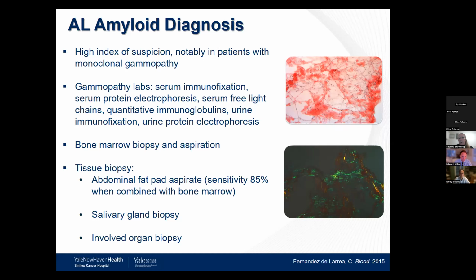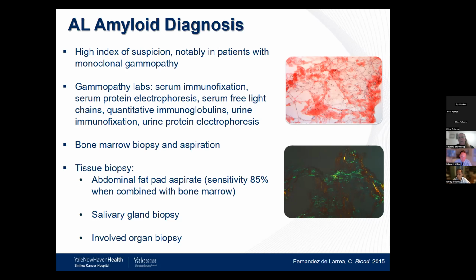The diagnostic workup of AL amyloidosis will generally include, if not already completed, monoclonal gammopathy labs and a bone marrow biopsy. Regarding these gammopathy labs, it's important to obtain all those that I've listed here on this slide, given that, as mentioned, sometimes the monoclonal protein in AL amyloidosis can be quite low level, or there may be an abnormality only detected on the serum-free light chain assay.